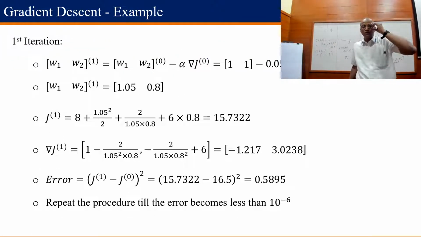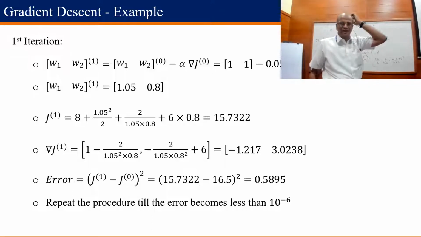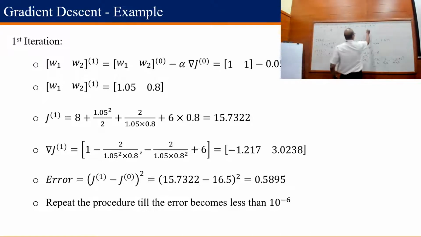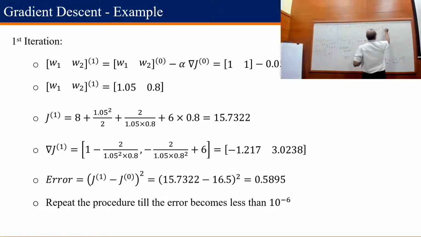Now we write this equation. (W1, W2) of 1 equals (W1, W2) of 0 minus alpha del J of 0. Is that correct? You can put minus alpha or plus alpha, it doesn't matter. So this is basically (1, 1) minus alpha into (minus 1, 4). Now we agreed that alpha is 0.05.